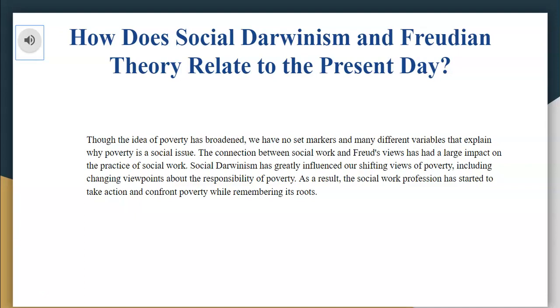Though the idea of poverty has broadened, we have no set markers and many different variables that explain why poverty is a social issue. The connection between social work and Freud's views has a large impact on the practice of social work. Social Darwinism has greatly influenced our shifting views of poverty, including changing viewpoints about the responsibility of poverty. As a result, the social work profession has started to take action and confront poverty while remembering its roots.